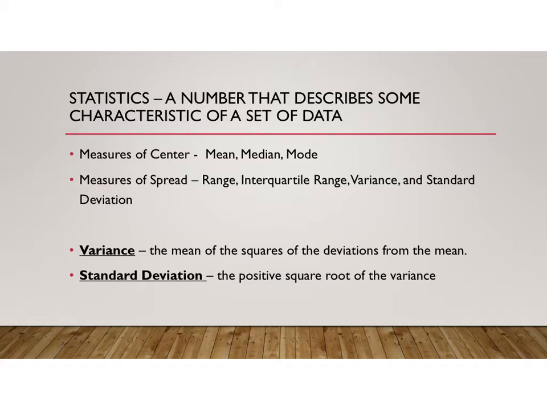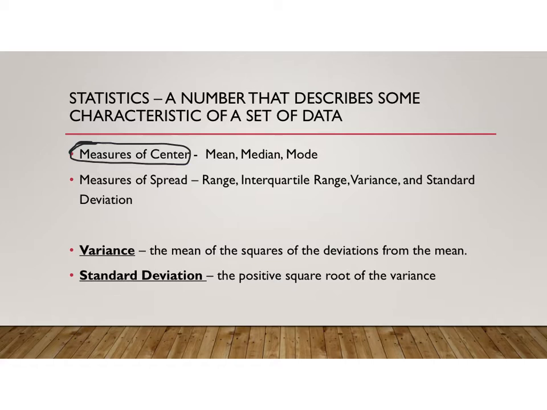So as far as statistics goes, which is a number that describes some characteristic of a set of data, we've talked about measures of center being mean, median, and mode. Those are all considered averages. As far as measures of spread, how far spread out the numbers are, how variable they are, how they vary.